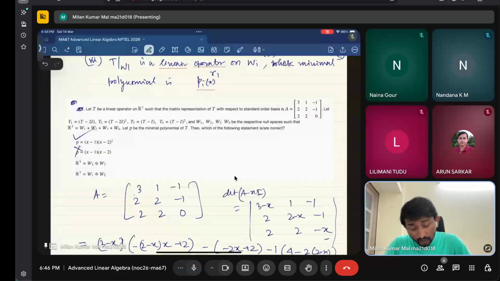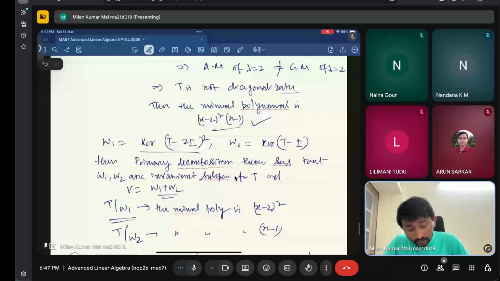Here I have to use those terminologies. This is not, so I have to change the terminology a little bit, because I have written according to mine. This is W2 and this is W3. This is W2 direct sum W3. This is W2, this is W3. Okay, so this will solve the first question.